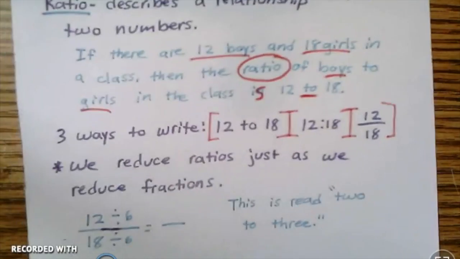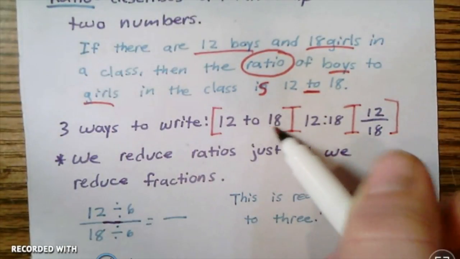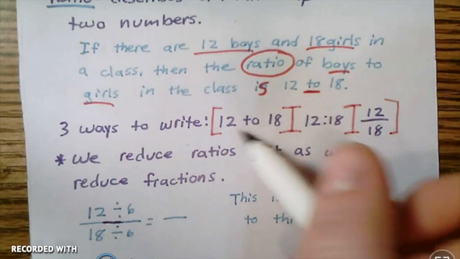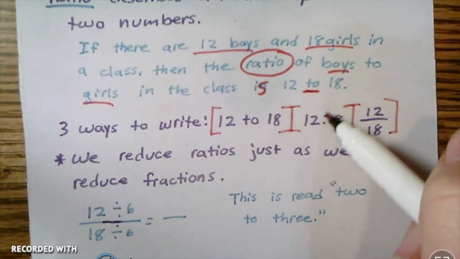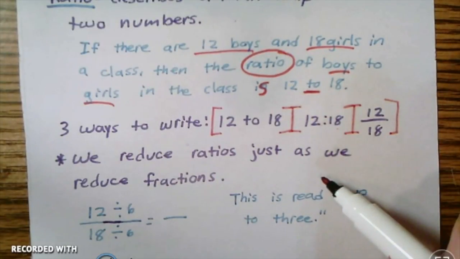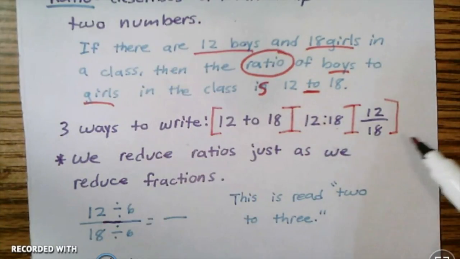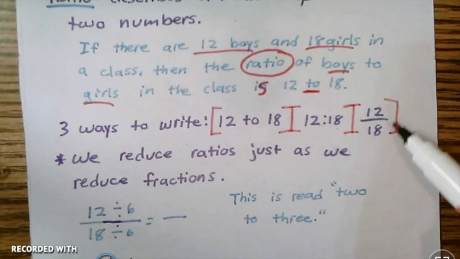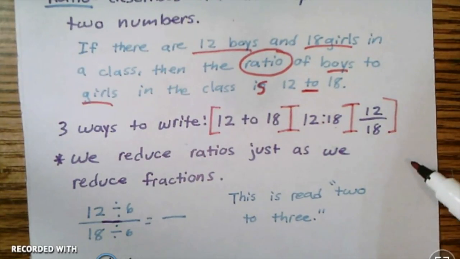There's 3 ways to write it. The first one is just like it was written up here, 12 to 18, with the actual letters written out, T-O. Secondly, you can use a colon in between them, 12 to 18, and we still read it 12 to 18, even though there's a colon. Or the third way, and the most common way, is with a fraction. So this reads 12 to 18.